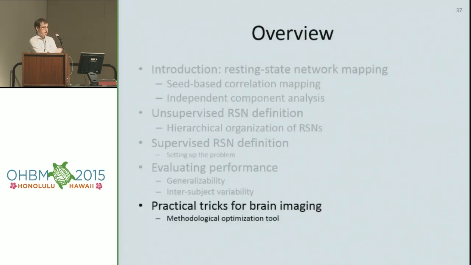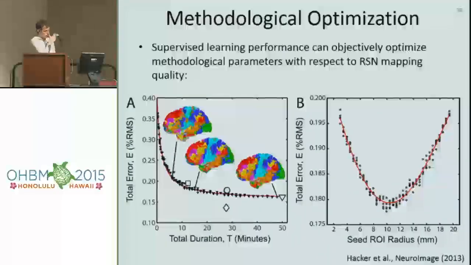Okay, so finally, there are some interesting tricks that we can perform after we have a supervised learning algorithm. So we can use it to optimize our methodology. Because we kind of came into this problem knowing the data and knowing the correct answer, we can ask how well can a supervised algorithm learn this mapping as a function of any parameter in our methodology. So we can ask how well can a classifier perform as a function of how much data we use. And we see, of course, as we include more data per subject, we can get less error in this mapping.